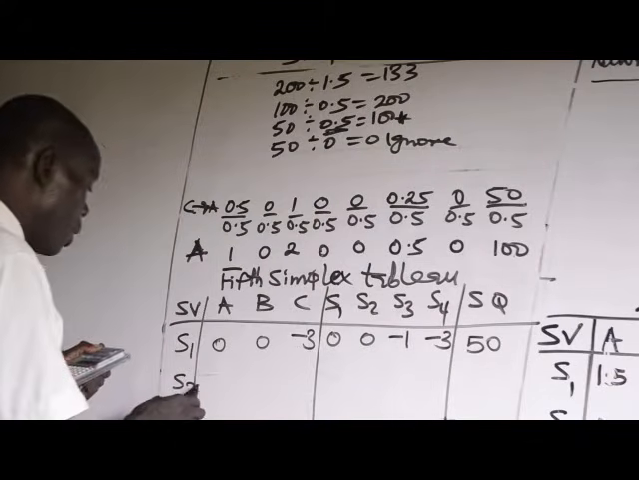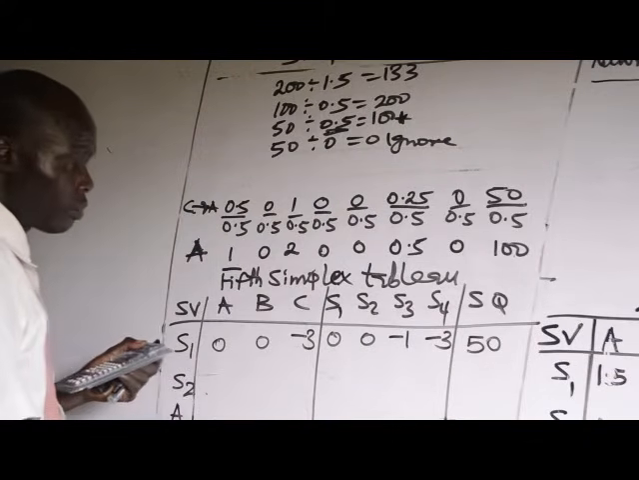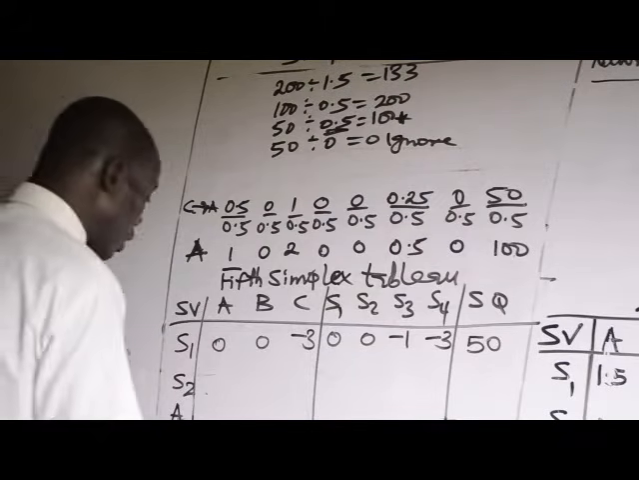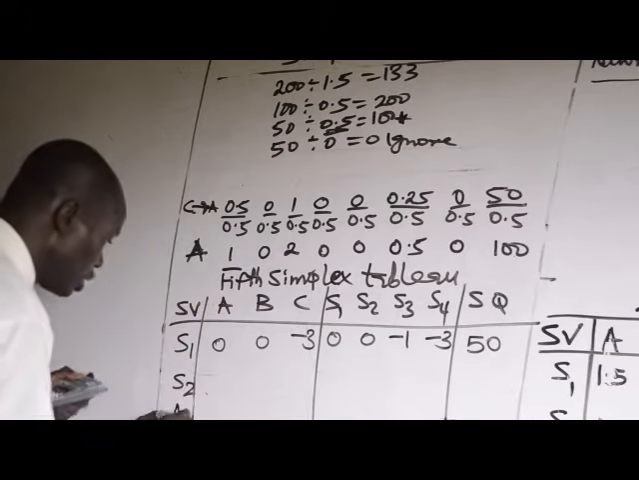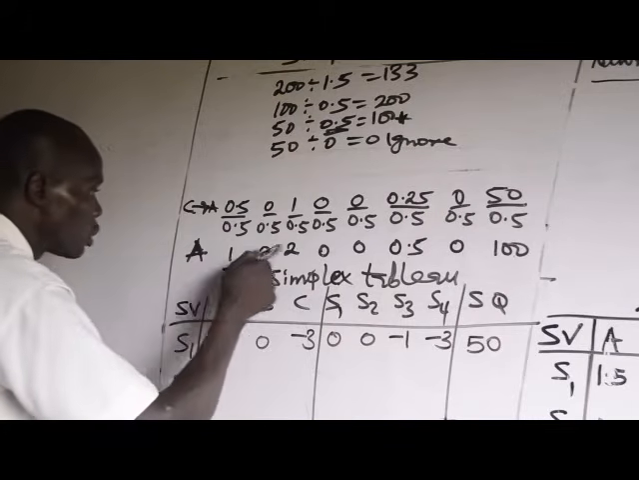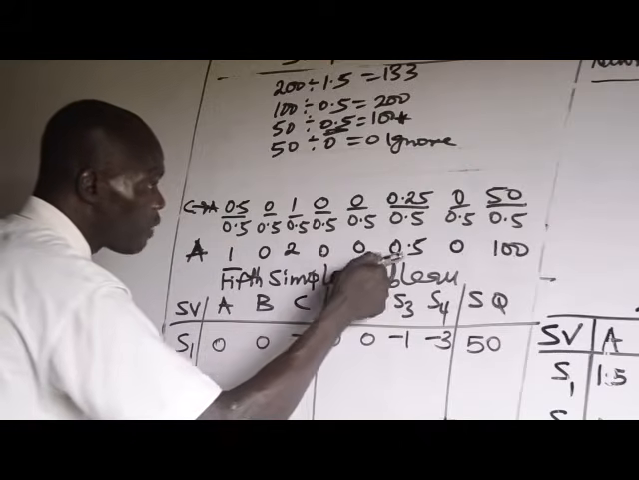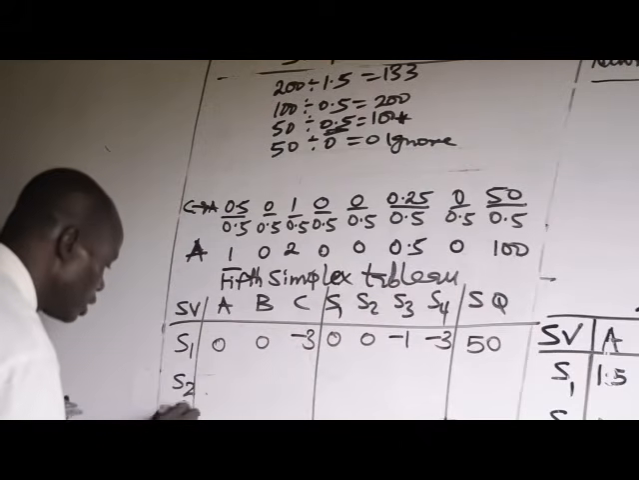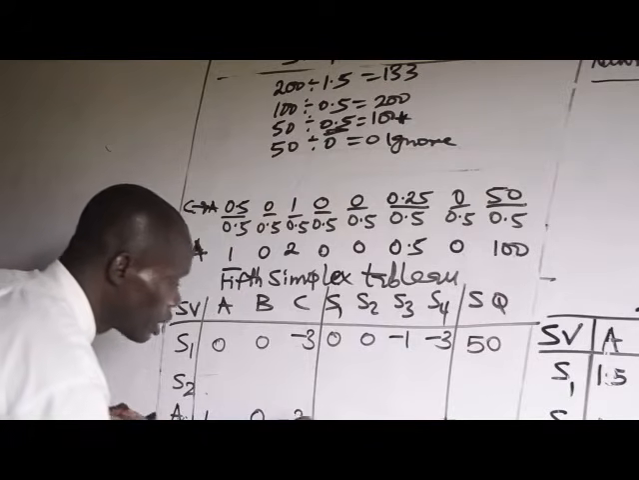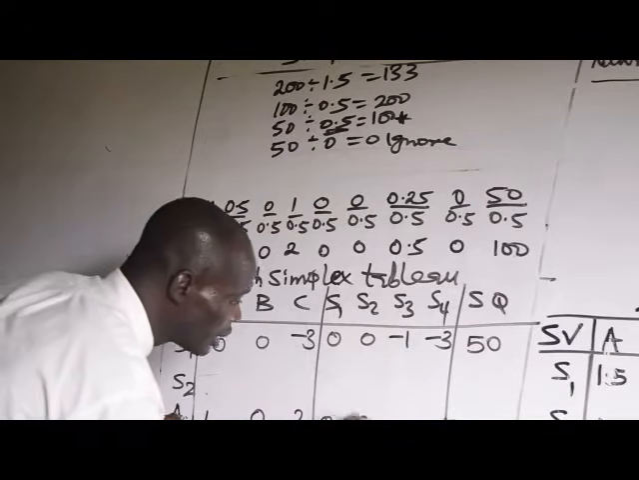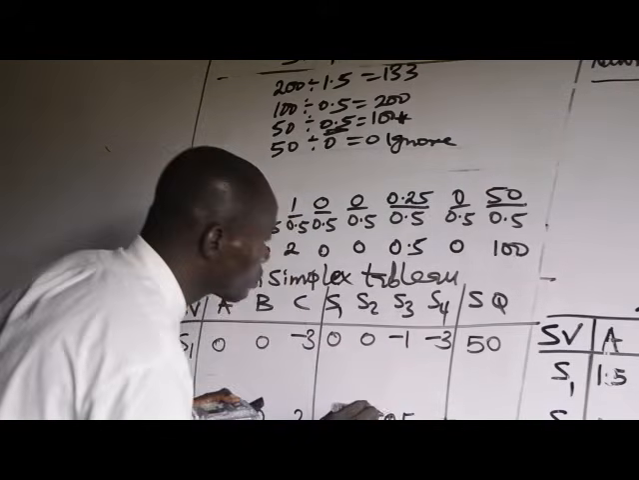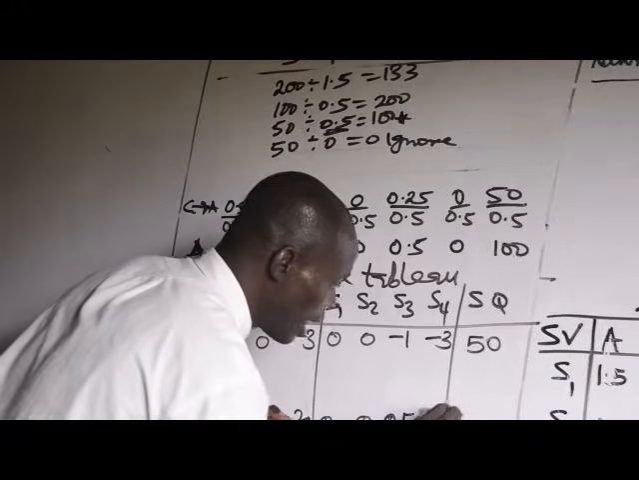Our new row S2 now. Remember, this row A is our new pivot row. Let me substitute into that. We have our pivot row 1, 0, 2, 0, 0, 0.5, 0, and 100.